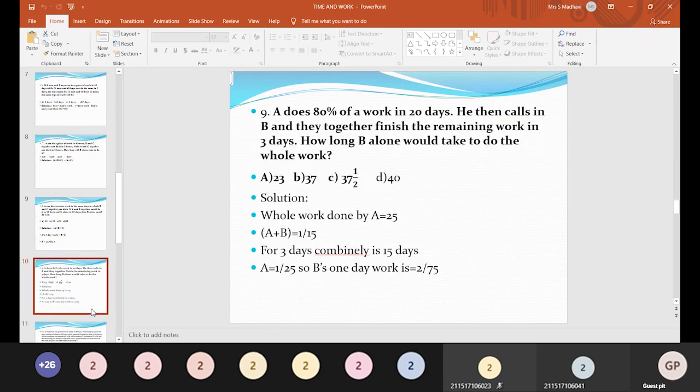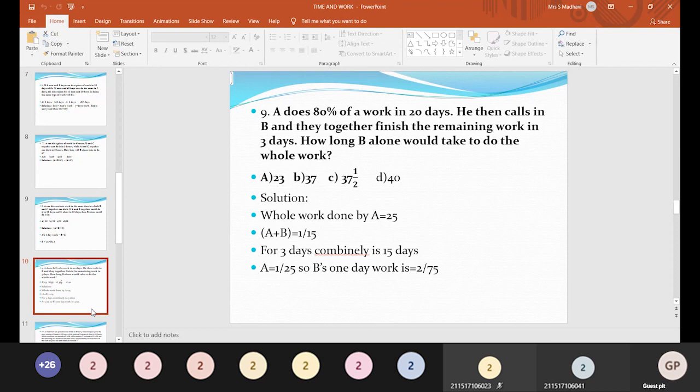From problem 9: A does 80% of the work in 20 days. He then calls in B and they together finish the remaining work in 3 days. How long would B alone take to do the whole work? The options are 23, 37, 37 1 by 2, or 40. Here, the whole work done by A is 20 into 5 by 4, which is equal to 25 days.